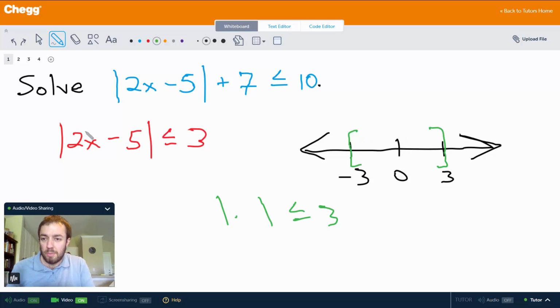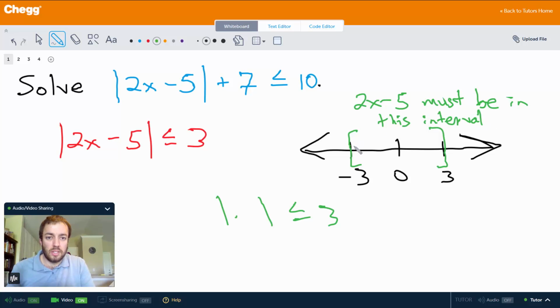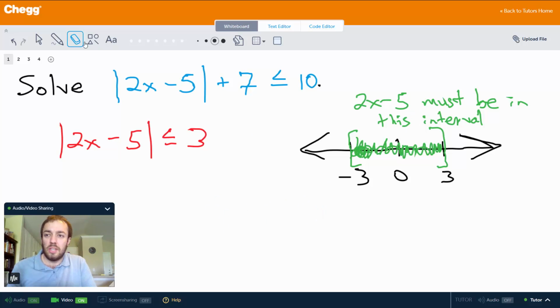So since our something in this case is 2x minus 5, then what that means is that 2x minus 5 must be in this interval here, from negative 3 to 3, okay? And that includes the endpoints, both negative 3 and 3, because we're talking about less than or equal to, right? It's not strict inequality, so we do have that going on here. Okay, so how does that help us? What does that tell us to do? Well, if 2x minus 5 is in this interval, what does that mean?